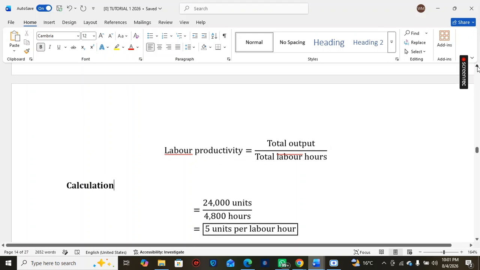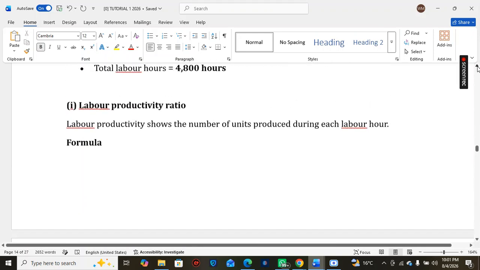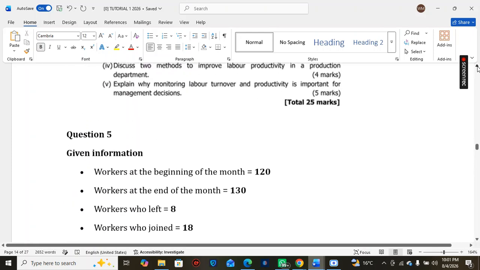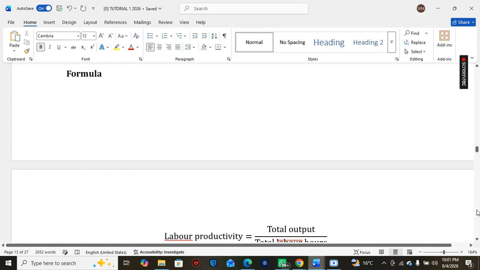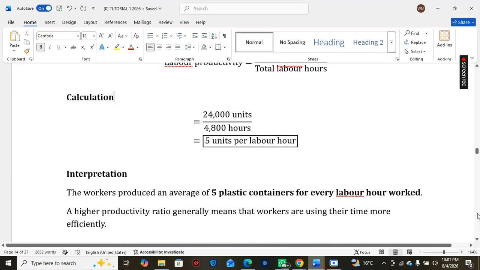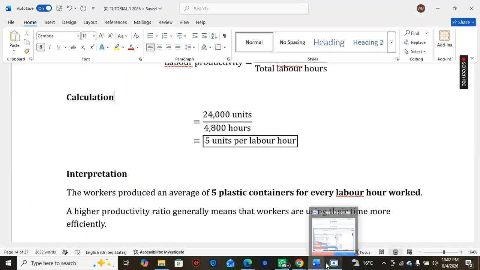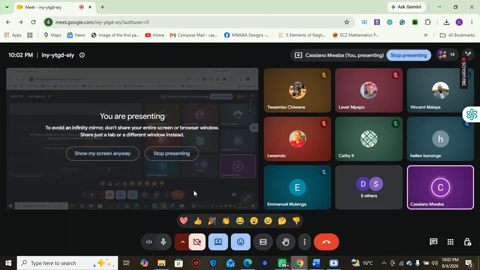Okay, we go to the next question now, which asks about the labor turnover rate. So colleagues, what is our understanding of labor turnover? Before we go to the solutions, has anyone come across that term, labor turnover? What is this talking about?